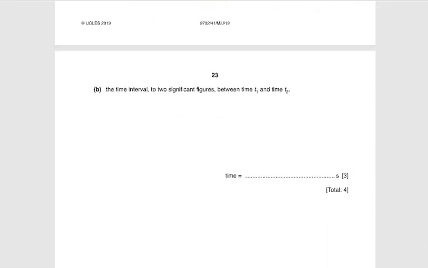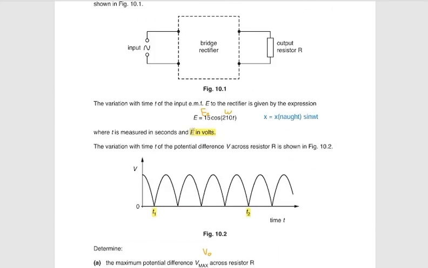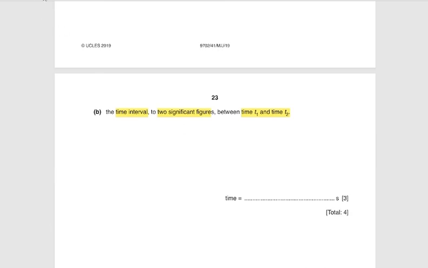Moving on towards this B part, that says the time interval to two significant figures between time t1 and t2. If you go back to the graph, you can see this is time t1, and then these waves occur between this time interval, and then it reaches t2, and we have to find out the time interval. If you go back to this equation here again, you can see we have omega here, and omega equals 2 pi f or 2 pi by T.